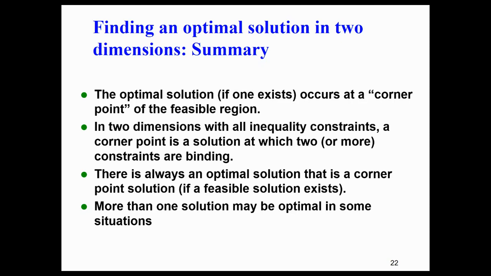What is a binding solution? The binding of your linear lines, they bind together, and then you get the constraint and the solution that you want. And then what else? There is always an optimal solution, even for a simple question like this one. More than one solution may be optimal in some situations.